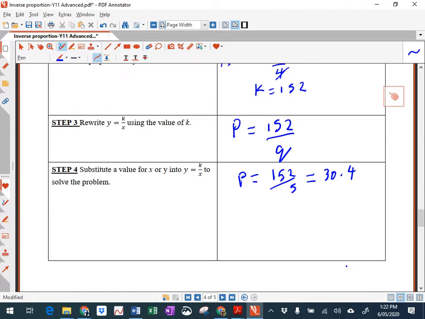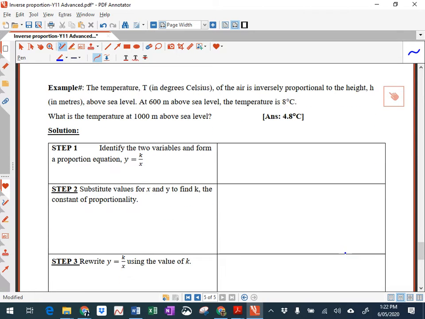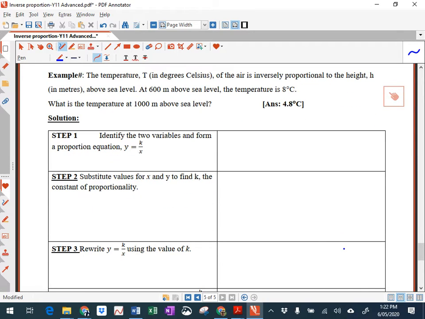Okay, let's have a look at another question. How about this one? The temperature T in degrees Celsius of the air is inversely proportional to the height, h in meters above sea level. At 600 meters above sea level, the temperature is 8 degrees Celsius. What is the temperature at 1,000 meters above sea level?